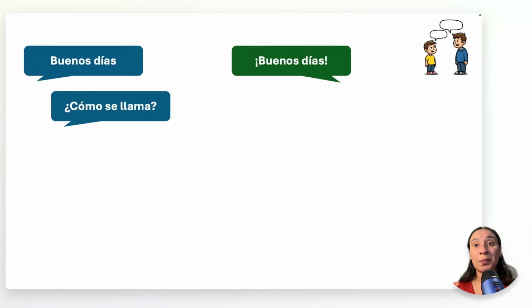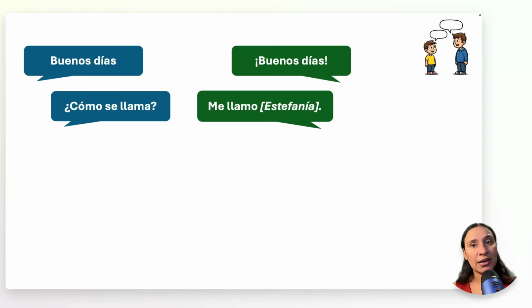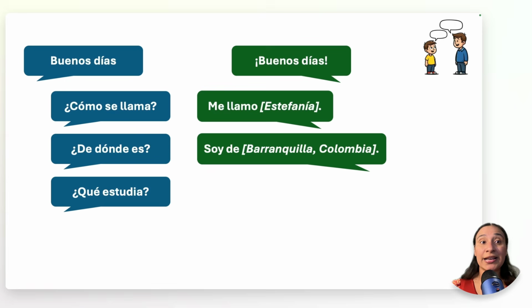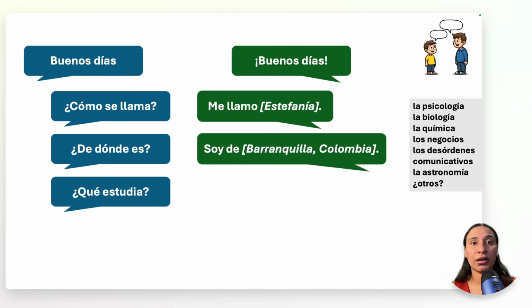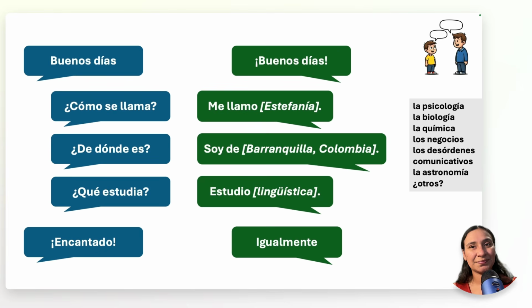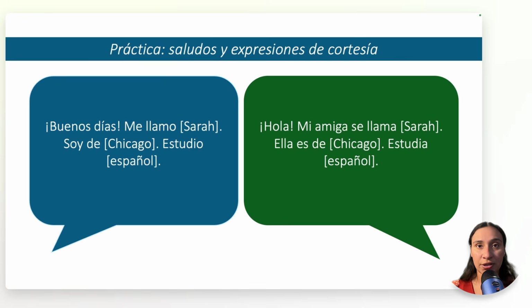¿Cómo se llama? Remember that in the previous one, we were doing the you form tú, informal one. Let's say we are friends. But now I'm your teacher, I'm your professor, whatever you want to call me, and we are going to use usted, formal way to say you in Spanish. ¿Cómo se llama? Me llamo Estefanía. ¿De dónde es? Soy de Barranquilla, Colombia. ¿Qué estudia? Well, again, here we have more. Estudio lingüística. Encantado. And then I say igualmente. Okay? Remember, if you have any questions, just let me know in the comments. Leave a comment and I can answer your questions.